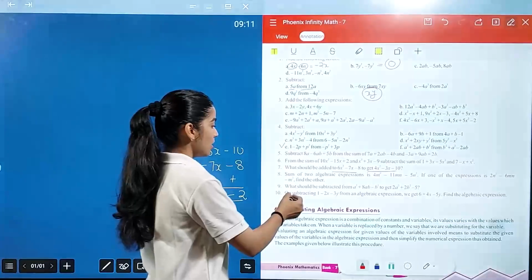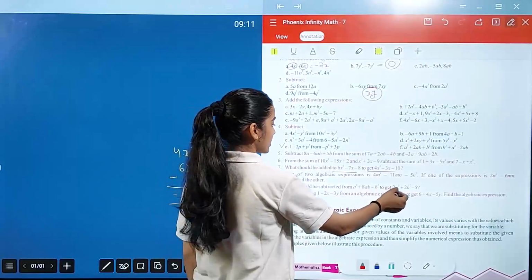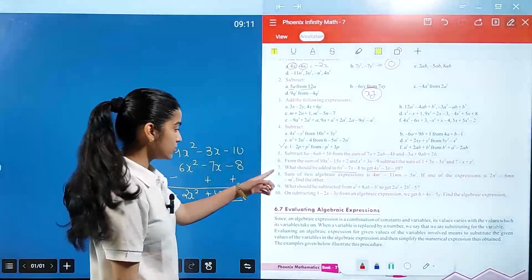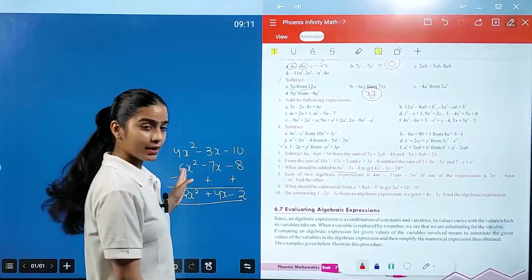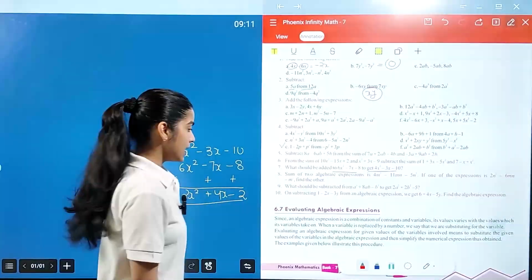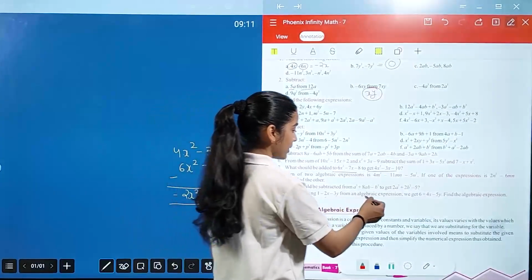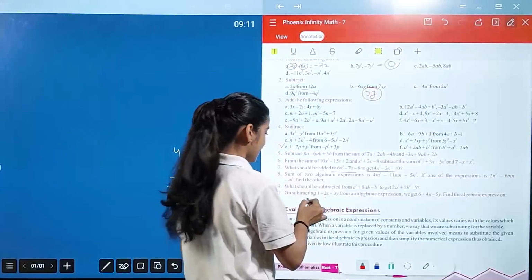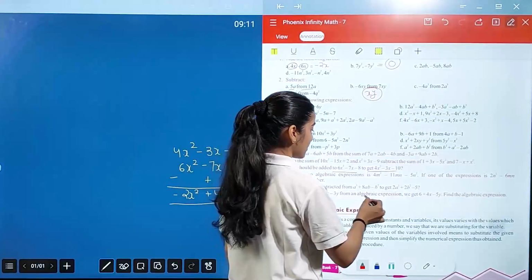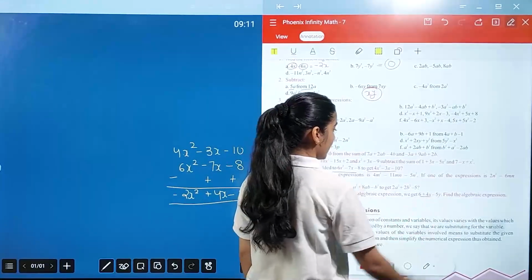Okay. Next, what should be subtracted from this to get this? So it's the same procedure you have to do here. Just change your sign. In this case I am subtracting, and in this case you have to take addition. On subtracting 1 minus 2x minus 3y from an algebraic expression, we get this. Find the algebraic expression.